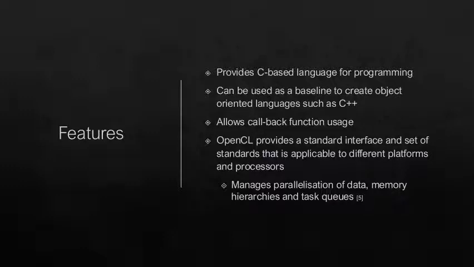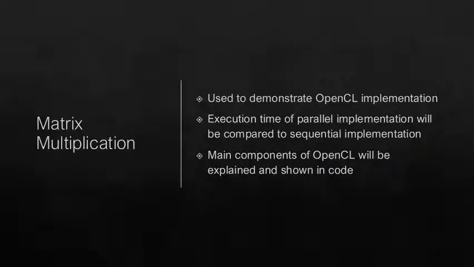The following section of this presentation will show examples of OpenCL code and demonstrate how the different components of a system implementation work. The code examples used are pulled from the matrix multiplication script used to test the speed of the OpenCL implementation when compared to a sequential implementation.